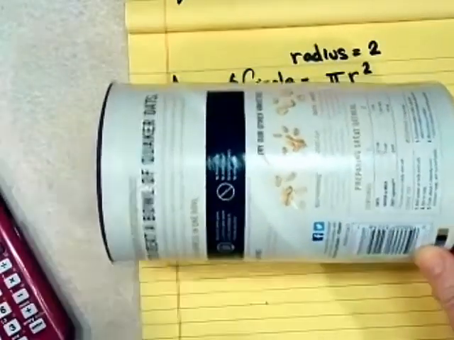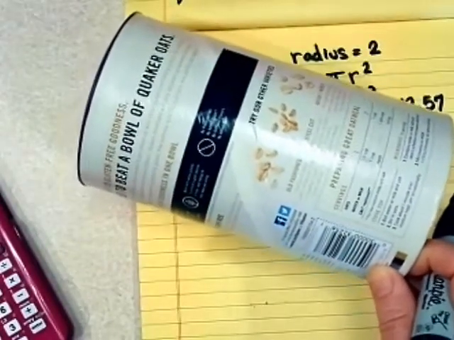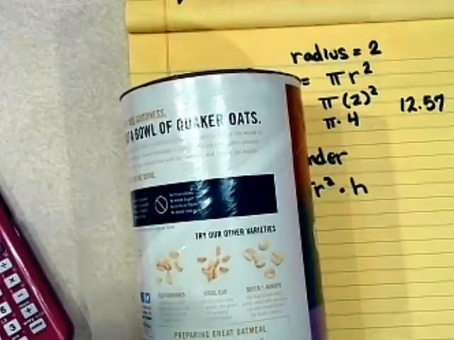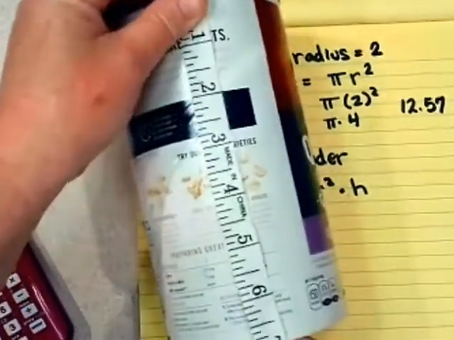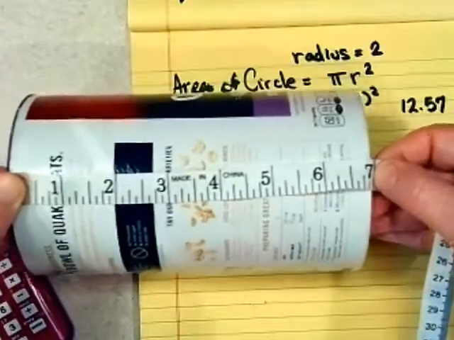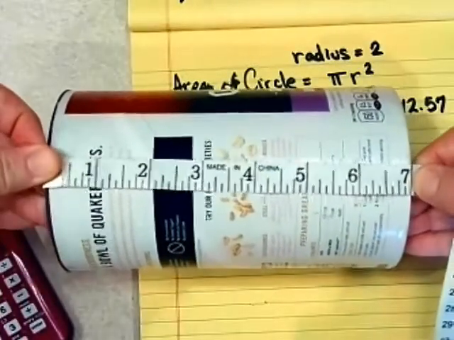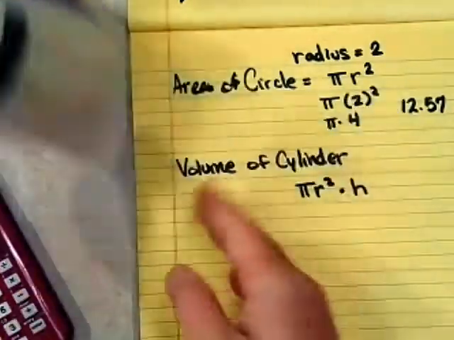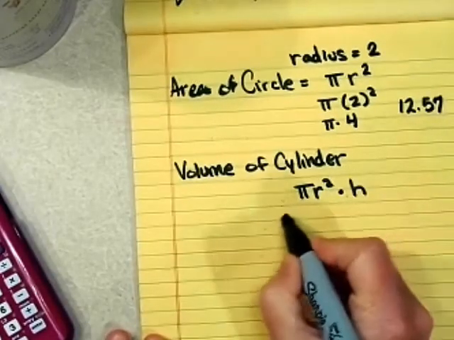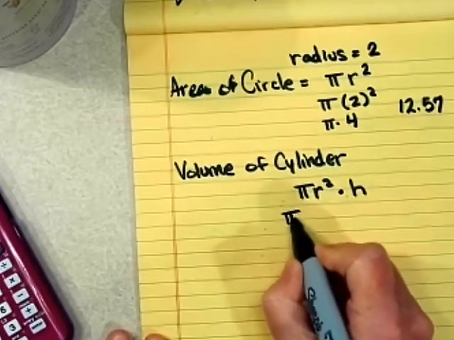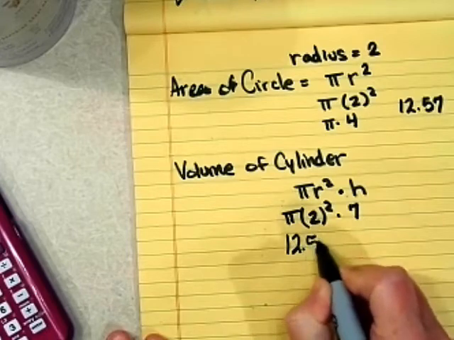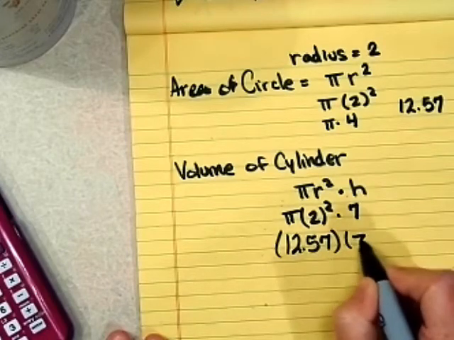Now, how tall is it? What's the height of that cylinder? Because I've got to multiply that area times the height of the box. So I'm going to measure the box, measure its height, and let me turn it this way so y'all can see it. That box is 7 inches. So the height of that box is 7 inches. So this is pi times r squared. Well, we've already worked that part. It was 12.57 when we rounded it, and we want to multiply that by 7.